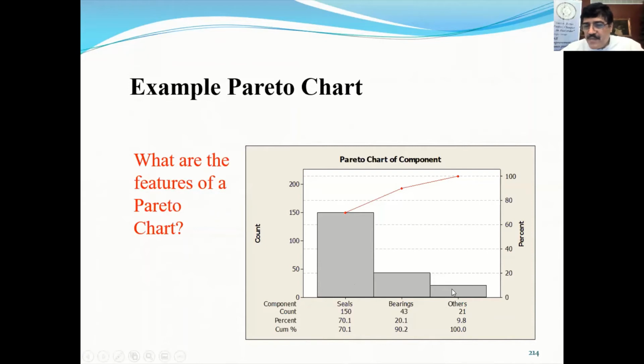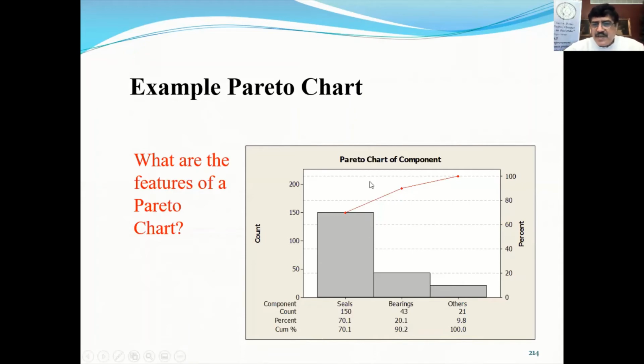You don't want to focus on maybe 20 other problems that are occurring only once, and maybe even their significance is not very significant. So this is where Pareto is useful. It helps you focus on what problems you want to focus on first.